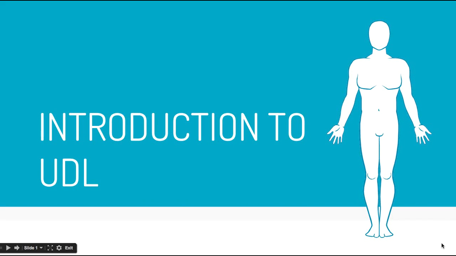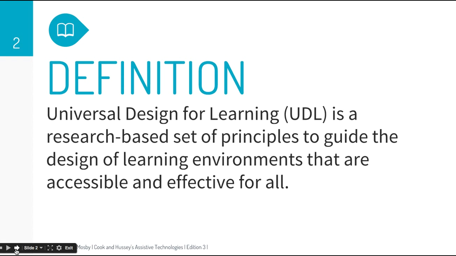Okay, welcome. So this short introductory video will go over some universal design for learning principles, what it is, and some examples of how it might apply in your classroom. Okay, so a quick definition. UDL is a research-based set of principles to guide the design of learning environments that are accessible and effective for all. So the idea is to start with a curriculum that teaches everyone.